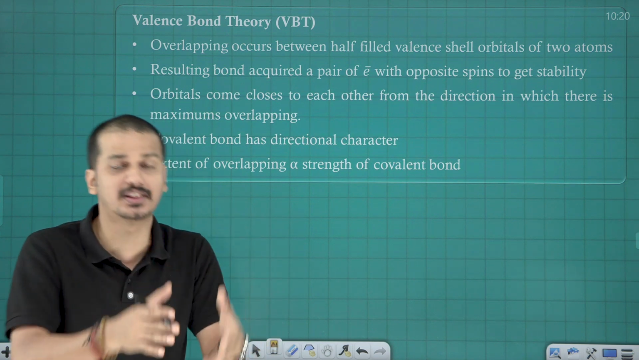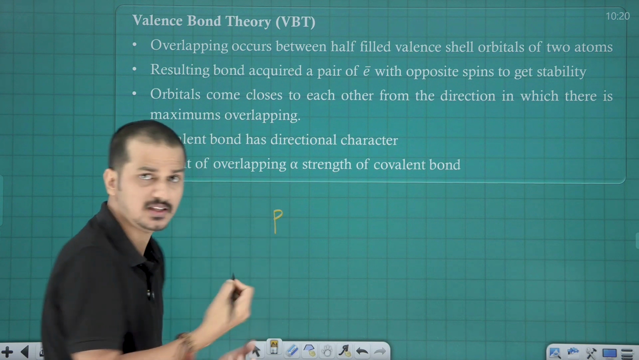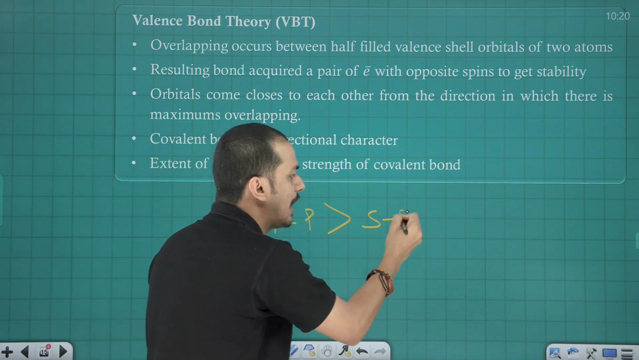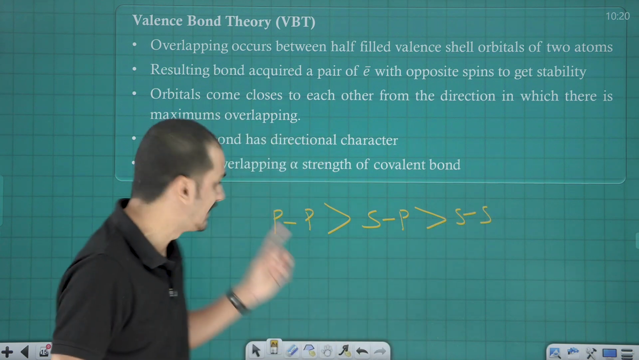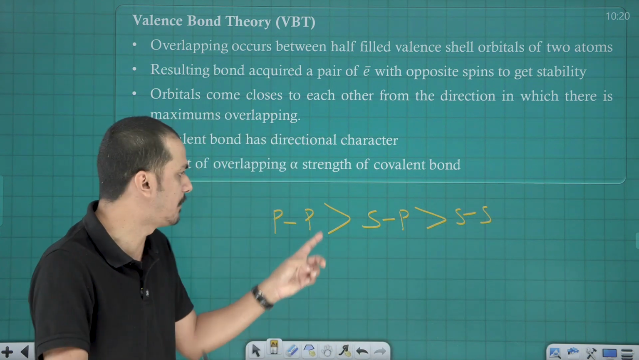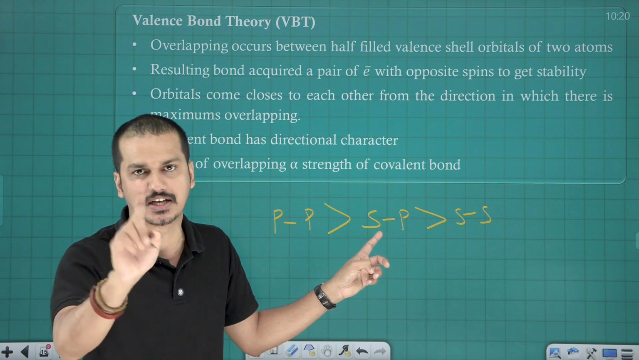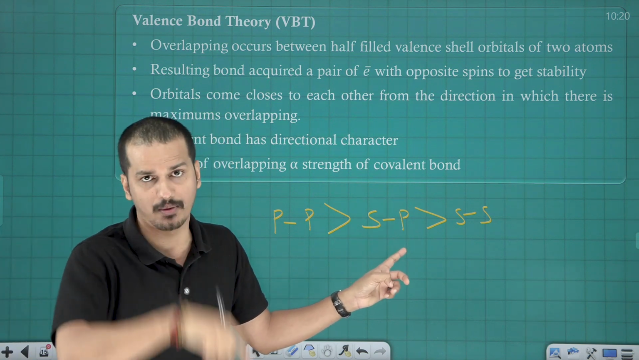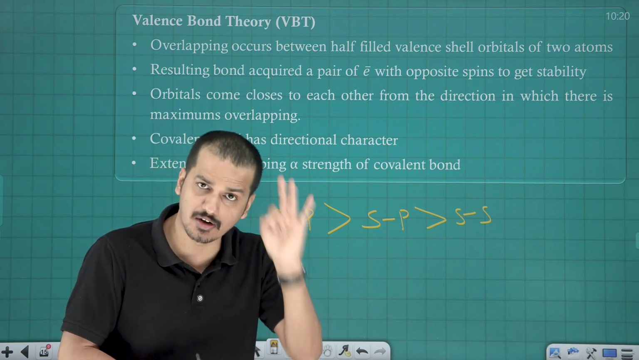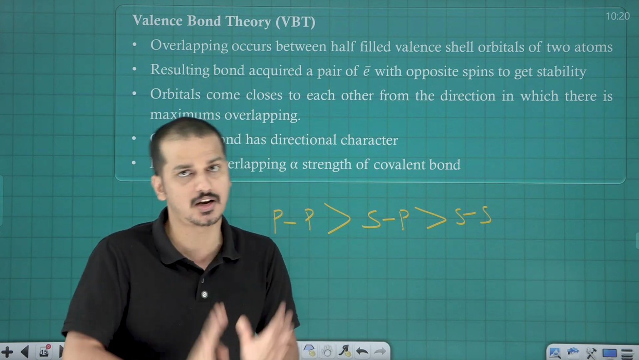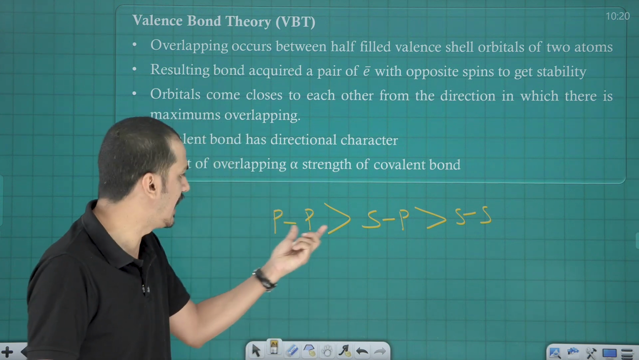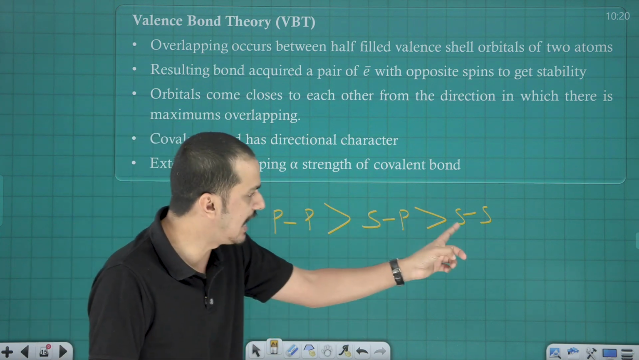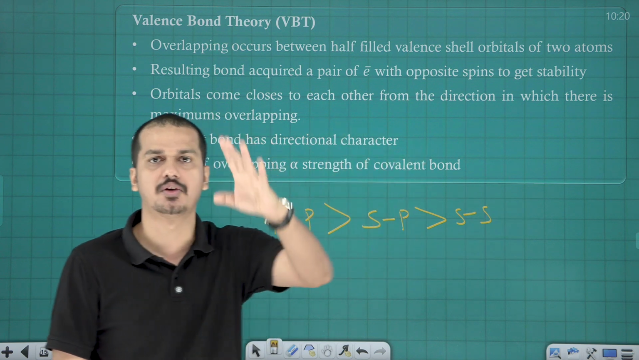I mean the orbitals with the directional character like p. So p-p overlapping is more powerful than sp overlapping, which is more powerful than s-s overlapping. Directional orbitals have more overlapping than non-directional. s has no direction; p has direction: px, py, pz are possible. dxy, dxz, d are directional. s is the one and only non-directional orbital. So directional orbital overlapping is more powerful than non-directional. That idea you have to keep in mind.